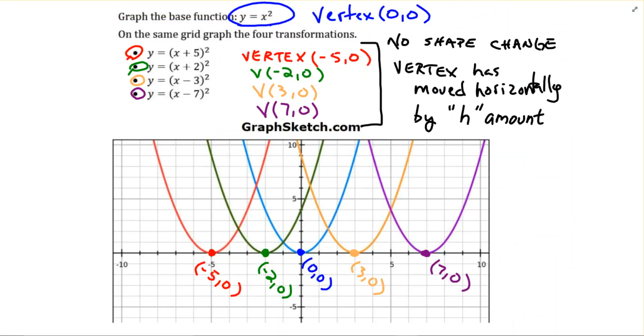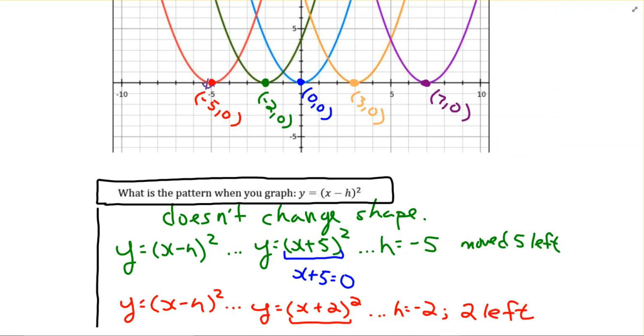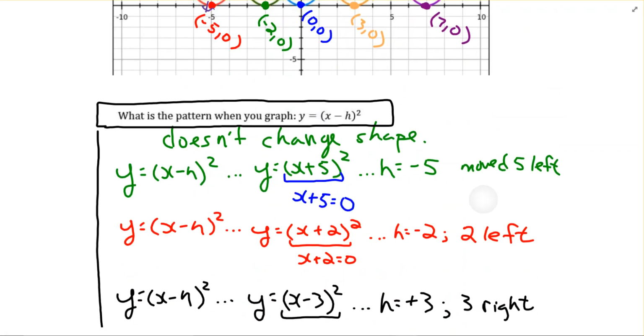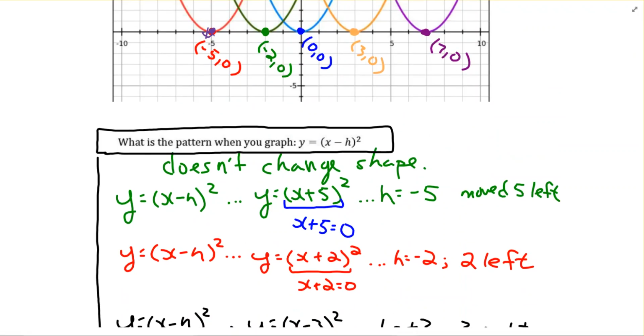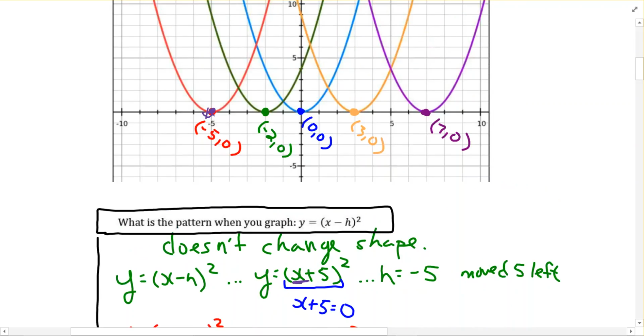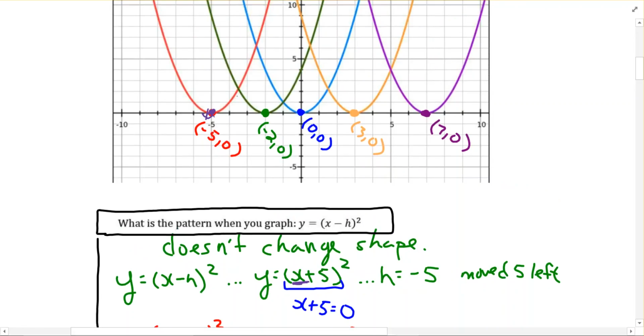So like this one. Notice that when it was x plus 5, it moved to the left 5. And a way of thinking about that is that you can see when y is 0, you're kind of saying, okay, what would x need to be here to make y equal to 0? Well, x would need to be negative 5, and that's why it goes in the negative direction.